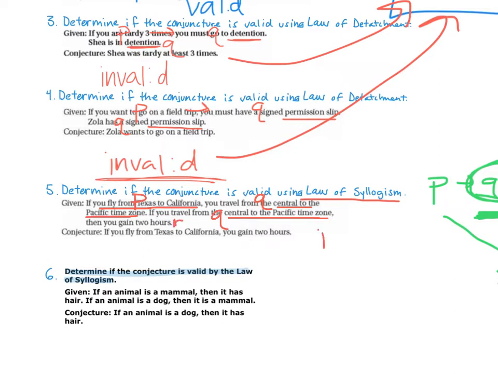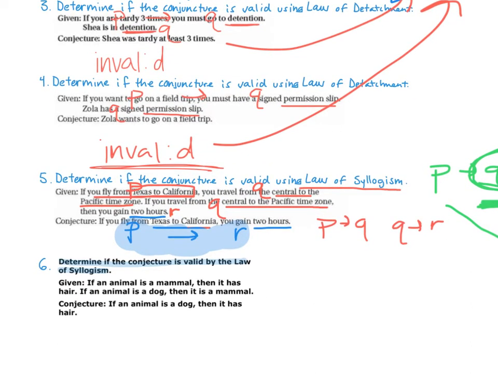So now we have P, then Q in our first sentence, and Q, then R in our second sentence. And our conjecture is, if you fly from Texas to California, so that's the same. We see Texas to California, just like we saw in our P. So this is our P again. Then you gain 2 hours. We see 2 hours again. So this would be our R. So in our conjecture, we have P, then R.